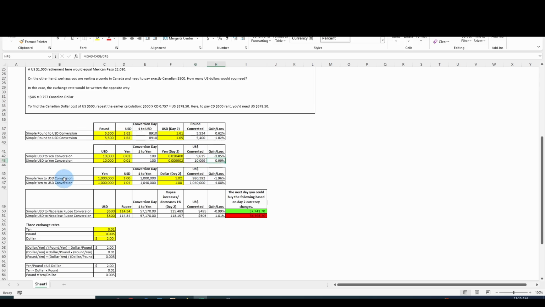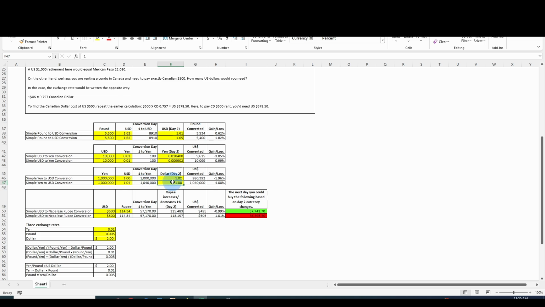The US dollar conversion. So now you have 1,000,000 yen. Dollar strengthens from $1 to $2. What happens? You convert that over. So now you have 98,392. So 1.96% loss. US dollar strengthens to 104. Now you have 104 yen.